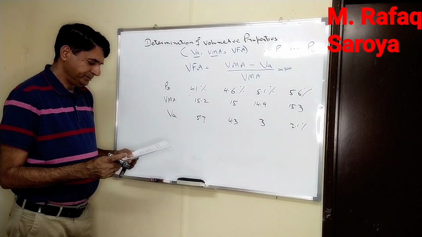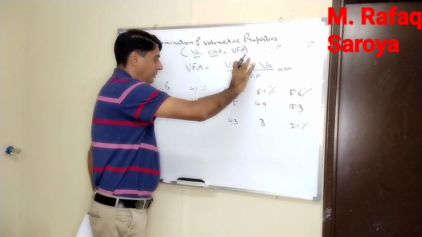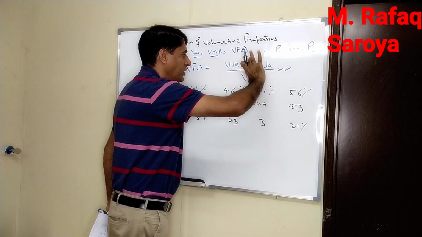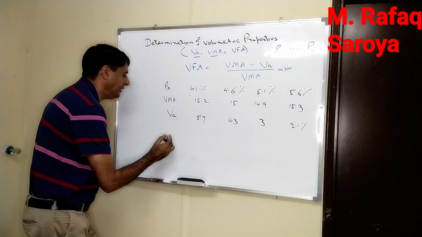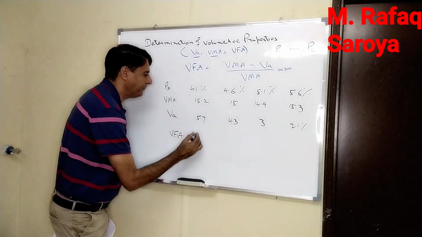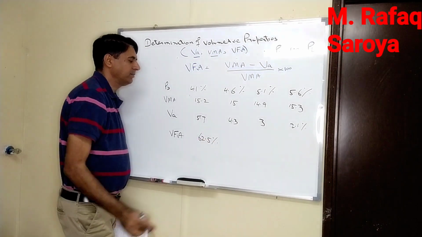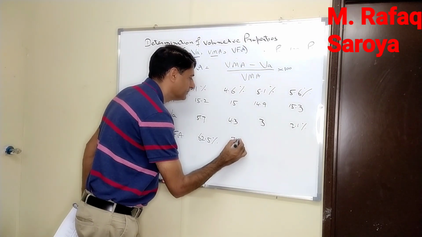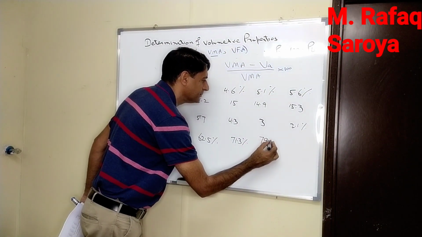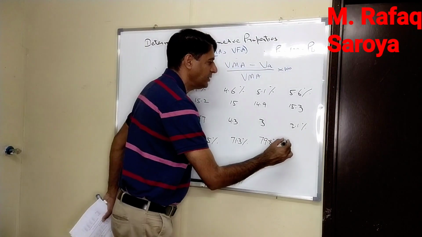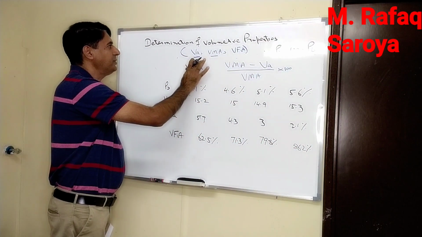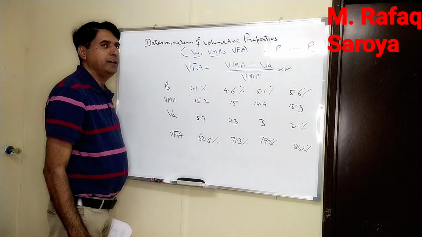Clear? When this set of values is put in this equation, we will get some value over here. When this set of values is put, we will get the value. So whatever value I get, I will put over here: 62.5 first, 71.3 second, 79.8 third, and 86.2. These are the values of our last volumetric property, known as voids filled with asphalt. And thank you very much for watching this.